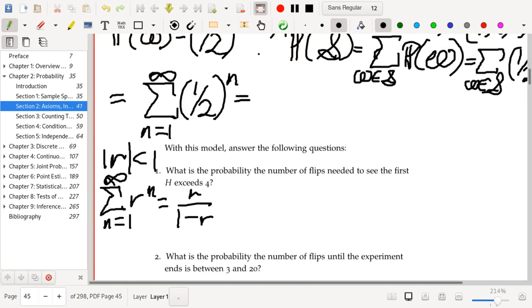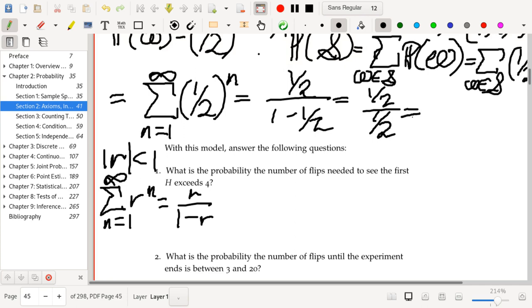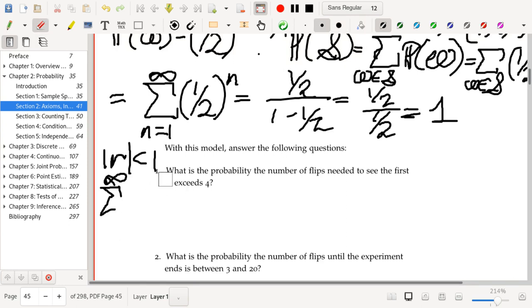And we're going to say that this sum is equal to 1 half over 1 minus 1 half, which is equal to 1 half divided by 1 half, which is equal to 1. Which is what we wanted to show. We have now shown that the probability of the sample space under this probability measure is equal to 1. All right, hopefully you have written down this formula if you don't remember it, because I need to reclaim that space. Now that we have this, we can now start answering some questions.